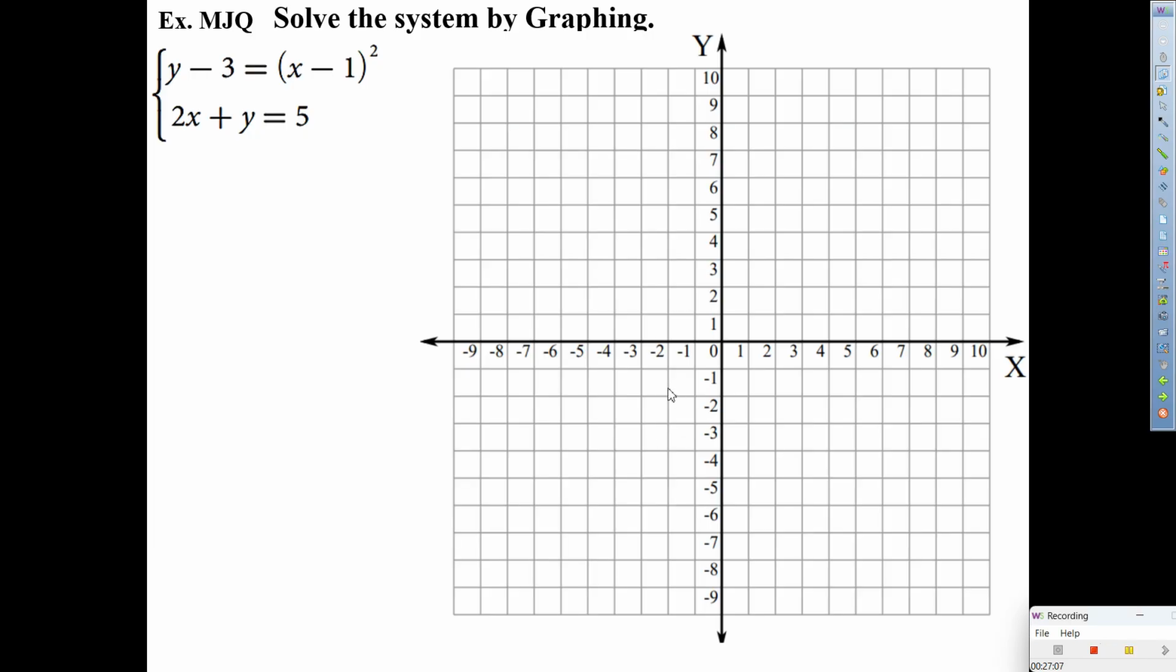All right, so I did one with you. Let's see if you can do this one by yourself. Here it goes. Example, Star Wars Q. Go to the new coordinate plane. We got the system of y minus 5 equals, parentheses, x minus 2 squared, and x plus 2y equals 6.